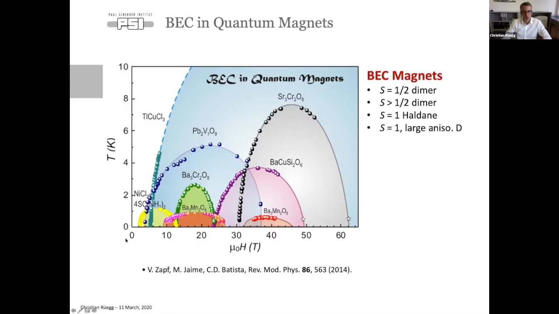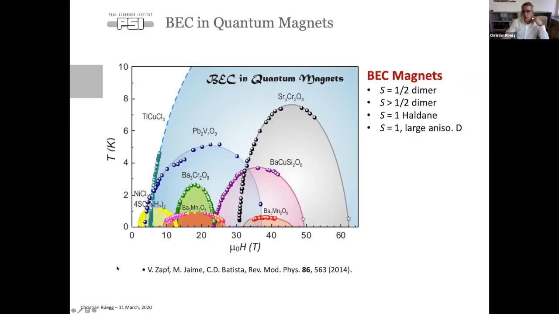On the left, you see temperature. It's all down to a few Kelvin, not nanokelvin or so as for cold gases. On the x-axis is the magnetic field. You have to apply 5 Tesla, 10 Tesla, 30 Tesla, depending on the material, to close that spin gap and get this field-induced BEC phase. The framework can also apply to dimers with spin 1/2, dimers with larger spin. It can be in a Haldane situation where you have a gap because of Haldane. It can even be for large-D systems, basically where the gap is due to anisotropy.